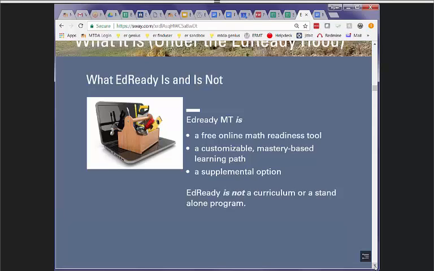But what we want to emphasize is we're here to help. This isn't something that we're looking to sell. We're obviously not selling it. We're trying to curate a tool that's going to help fill in those gaps for you. It's free. It's a math readiness tool. It's customizable to the scope of study that you want to narrow it to for your students to provide a mastery-based learning path. It's supplemental, and it's blended in nature.